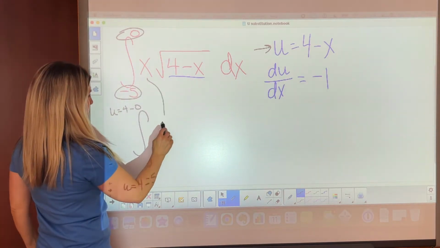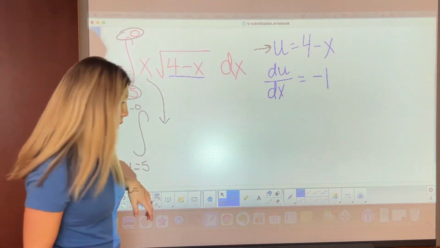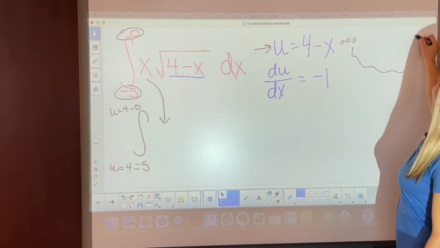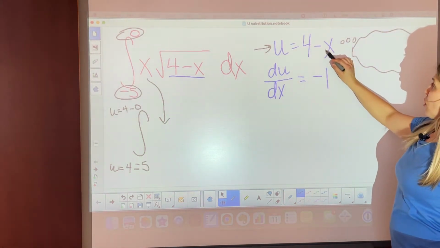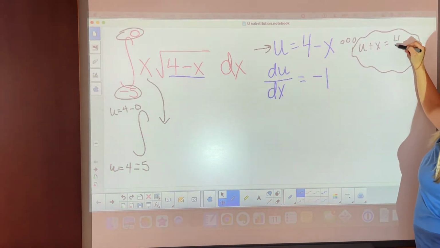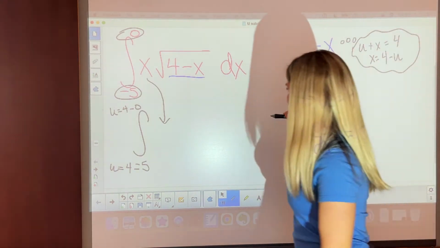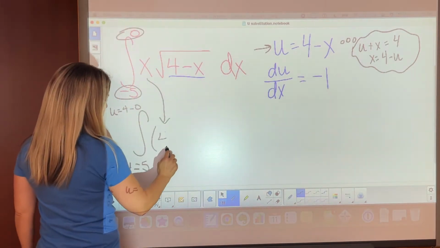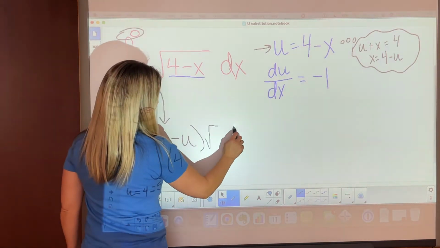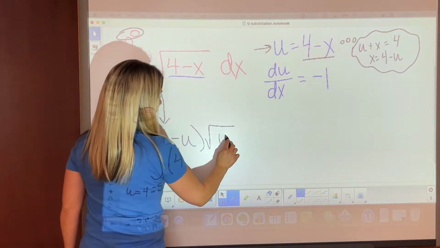Now, we want to plug in this x value. Well, what is x? Let's go over to our U equation. We now need to solve this for x. So to solve for x, I'm going to add x to the other side. So U plus x equals 4. Subtract U, x equals 4 minus U. So I'm going to plug that in right over here, 4 minus U. And then underneath the square root stays. But what is 4 minus x? Well, 4 minus x is our U value.